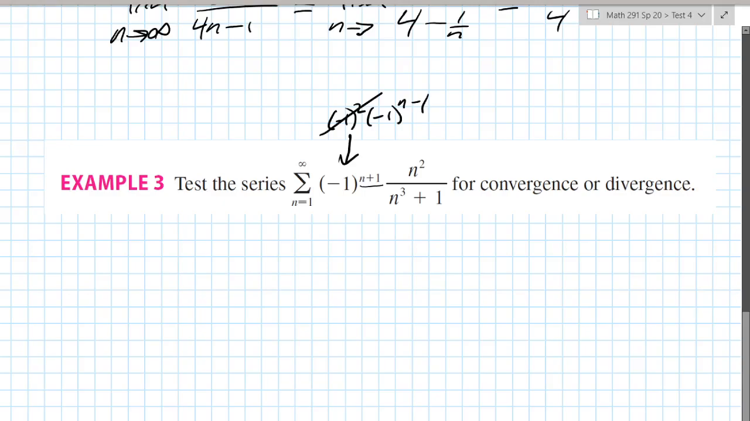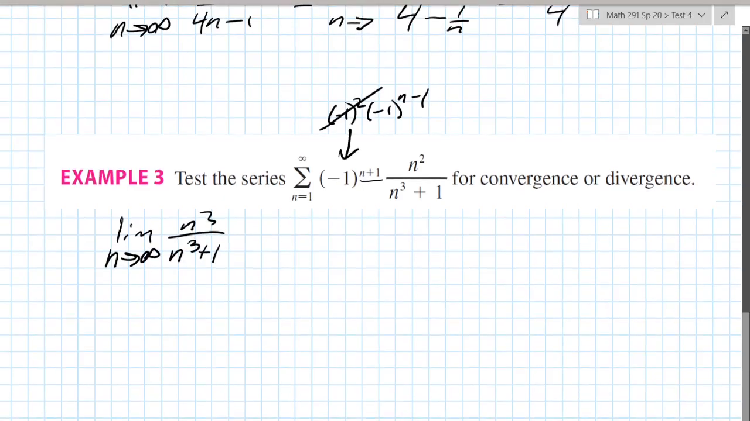We need to determine whether or not this is a decreasing sequence and also whether or not the limit approaches 0. It's pretty obvious that the limit as n approaches infinity of n squared over n cubed plus 1 approaches 0, since if you multiply the top and the bottom by 1 over n cubed, you've got the limit of 1 over n over 1 plus 1 over n cubed, and that goes to 0. So usually condition 2 is the one I'm going to start with since it's easier to check, and if it fails, I don't have to keep going.